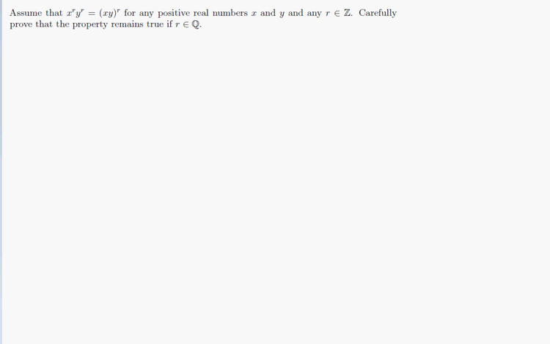Assume that we have the law of exponents proven that x^r times y^r is equal to (x times y)^r if x and y are both positive real numbers and r is any integer. Let's carefully show that this property works even if r is a rational number.